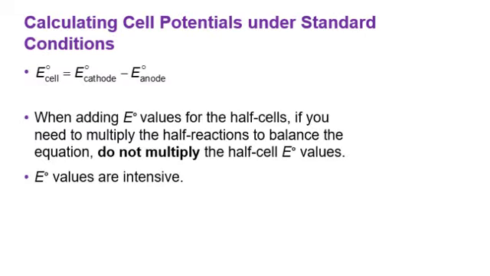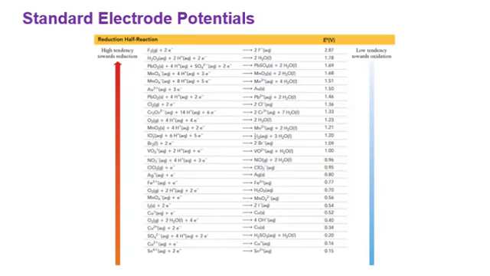So, in doing these reactions, when adding the E values, if you need to multiply half reactions to balance, you do not multiply the E values, because they're intensive, like I told you. And the math is really simple. You simply take the E standard potential of the cathode and you subtract the anode from it. That's all you've got to do.